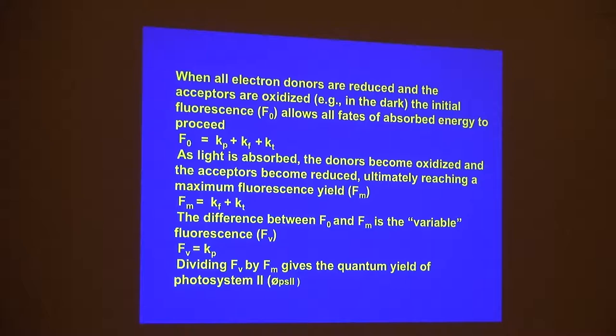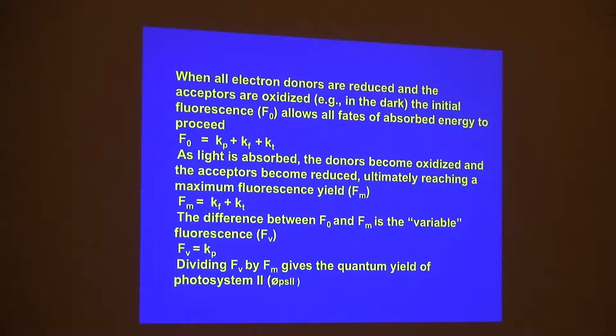So in FO, we have three possibilities. We have the rate constant for photochemistry, the rate constant for fluorescence, the rate constant for thermal dissipation. So that's FO. At FM, we can't move another electron. It's already there. So Kp goes to zero. So FV is the difference simply between these two. It is Kp, the rate constant for photochemistry. And if I divide it by FO, it's the quantum yield of photochemistry. That's the number that I'm looking for, the Kp in the original equation. So if I know that number, let's say it's 0.6, that means 60% of the absorbed light went to move an electron in photosystem 2. OK?